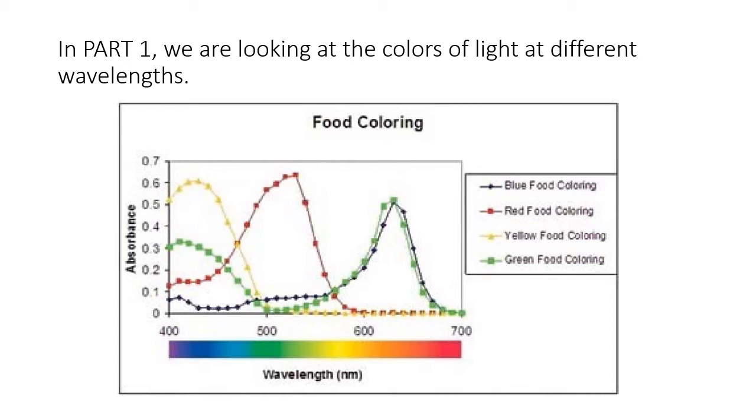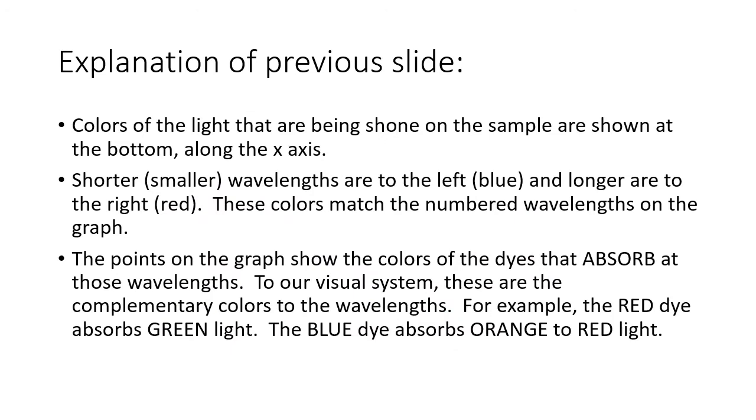But notice that the food dye color is not the color that you're shining at it. It occurs because the molecule is absorbing that wavelength. So for example, the yellow dye is yellow because it absorbs the blue light, and the red is red because it absorbs the green. So don't let that confuse you. It's a sort of opposite thing. So to our visual system, those are the complementary colors. So the red dye absorbs the green light, so don't get confused by that.